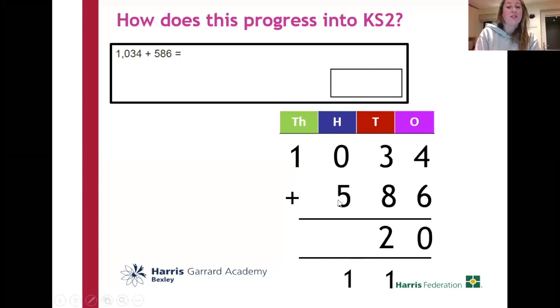And then I've got 0 hundreds plus 500s plus 100, which gives me my 600s. And then I have my 1000. And that is the language that we would use when we're explaining this. And it does seem wordy.